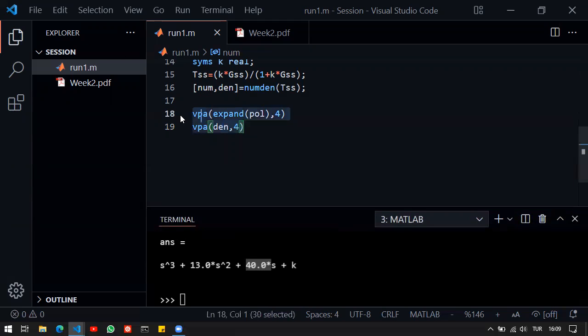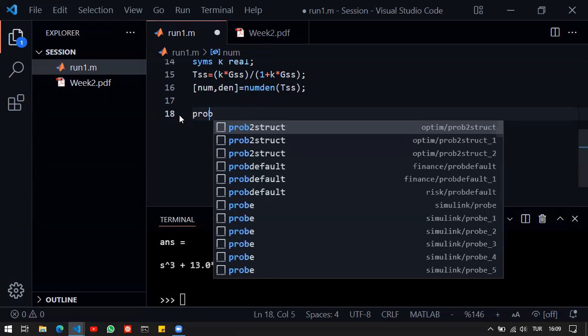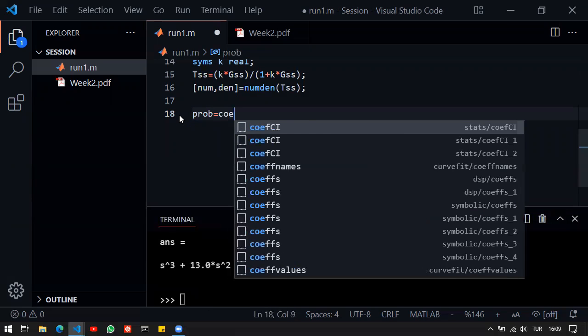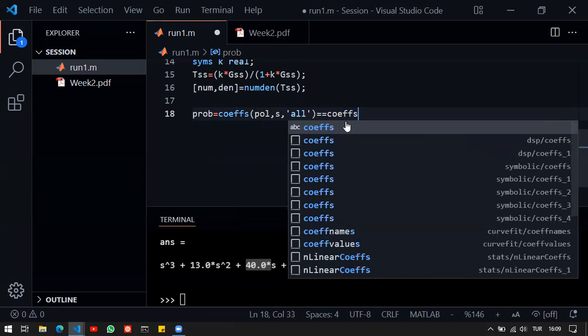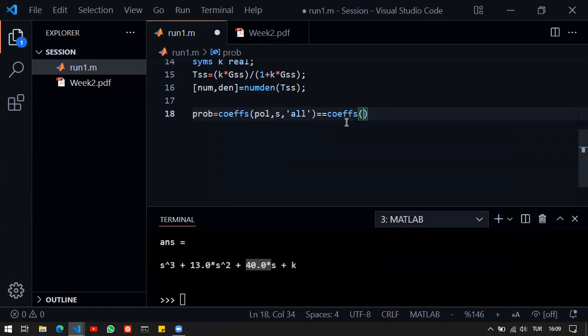So instead of doing this manually, what I can do is use the symbolic toolbox. We have a command, coefs, which you should be familiar with. I can use this code here that defines that we have an expression that should be a polynomial. We have the S term as the polynomial variable, and we want all the coefficients, even if some of them are equal to 0. And then I also want the coefficients of the denominator, because that will have the controller parameter.